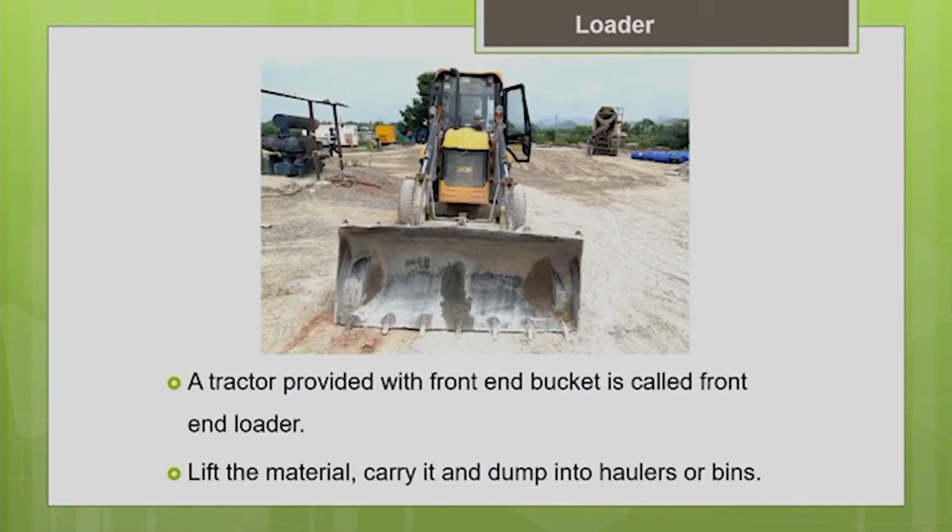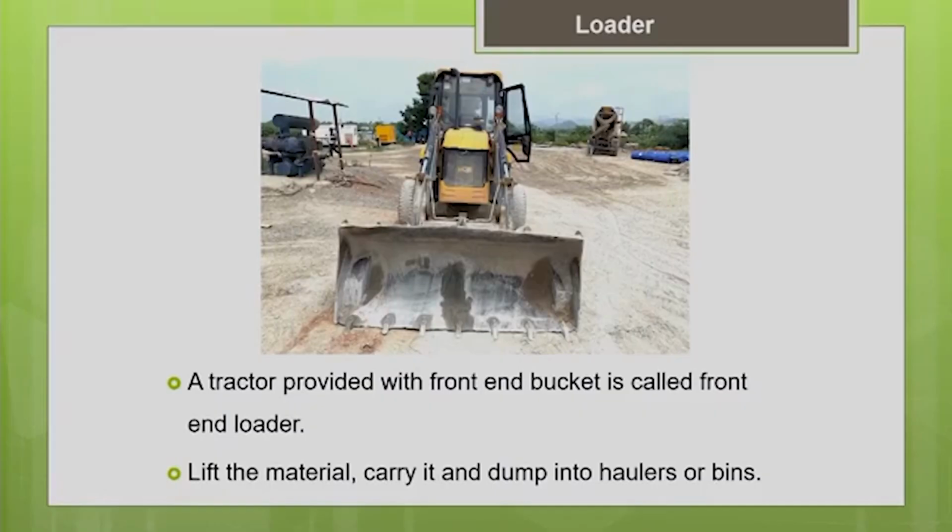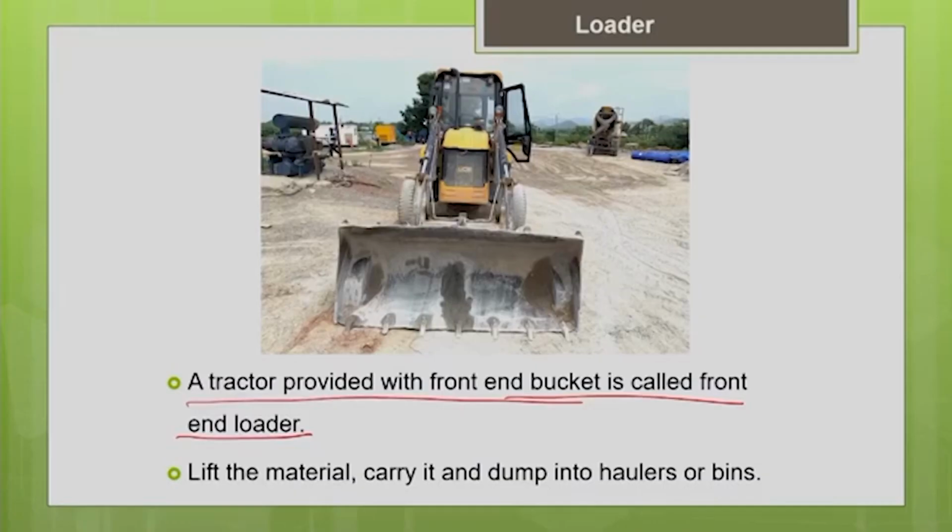So as the name indicates, a front end loader is basically a tractor with a bucket at the front end. A tractor provided with the front end bucket is called the front end loader. You might have seen the front end loader very commonly at many project sites. The basic difference between this machine and the earlier machines which we have discussed, like the bulldozer and the scraper, is that this machine has a mechanism which facilitates it to lift the material and load it into the truck. So you have a boom which allows it to lift the material. You can lift the bucket and load it into the truck.